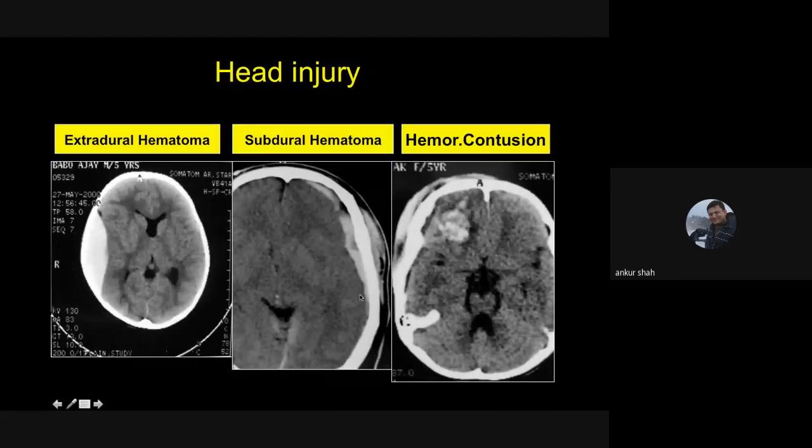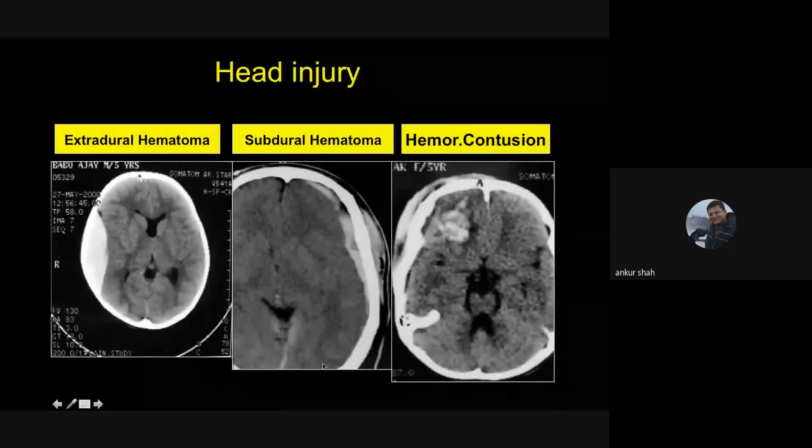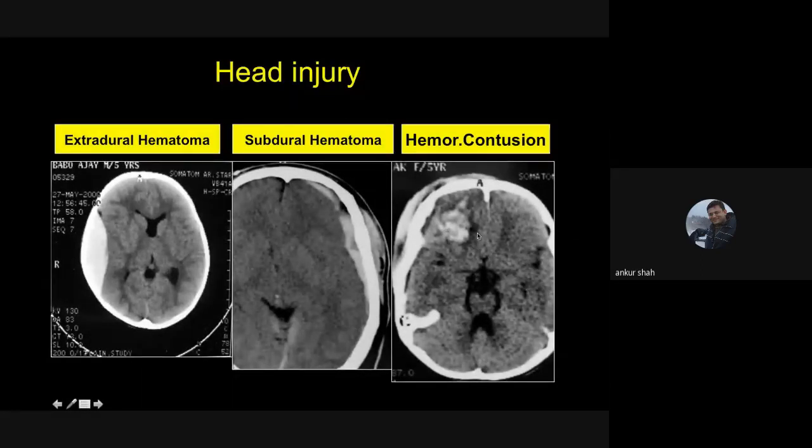This is the appearance of subdural hemorrhage. Again, you can see the hyperdense, but it is concavo-convex. So this is subdural hemorrhage. This is extradural hemorrhage. Extradural usually follows the suture margins. The subdural can go through almost the entire cerebral convexity also, and this is the appearance of parenchymal contusion.